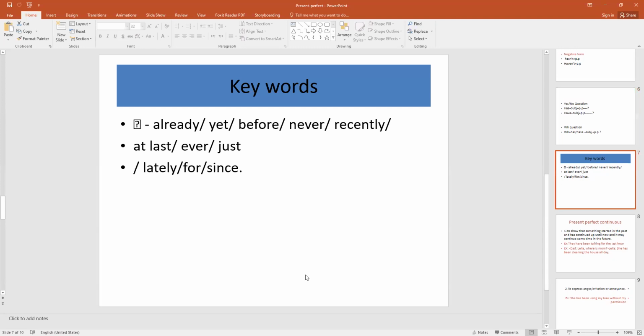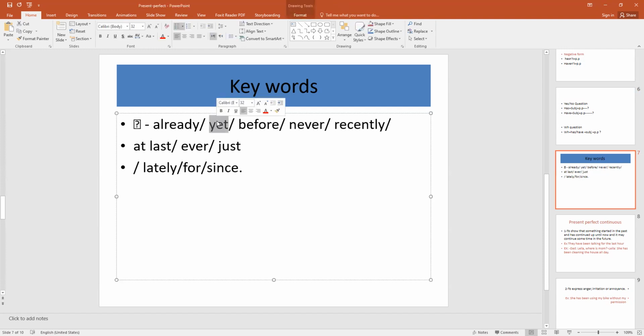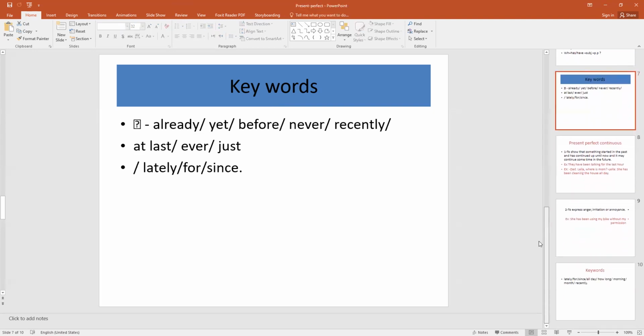The keywords: already, yet, before, never, recently, at last, ever, just, lately, for instance. I know that you have had this in grade 7 and grade 6 and grade 5 and so on. I'll mention the newest ones or the most tricky ones. Yet comes with questions and negatives. I haven't done my homework yet. She hasn't done her homework yet. That's a negative. What about questions? Have you done your homework yet? Has she got a new car yet?